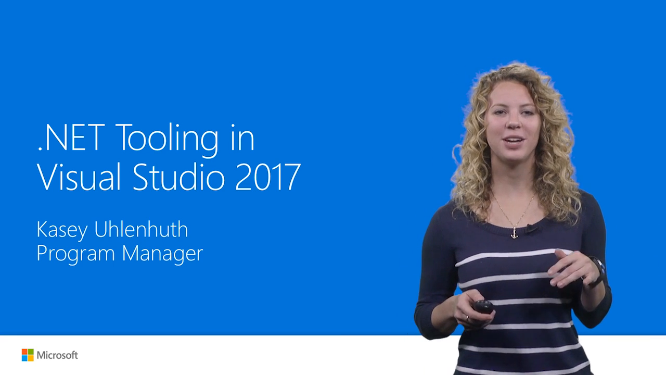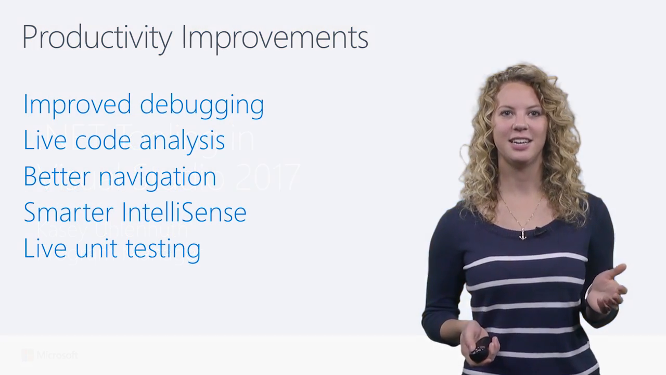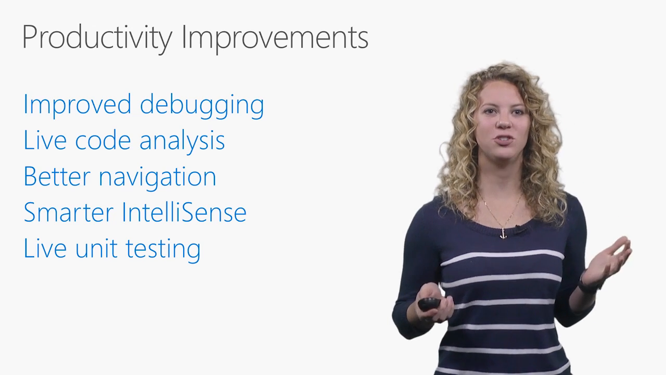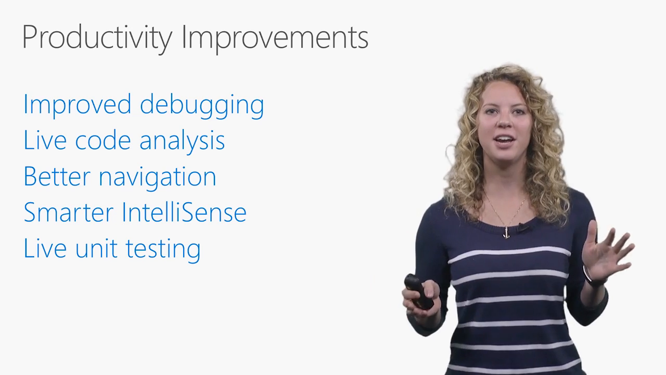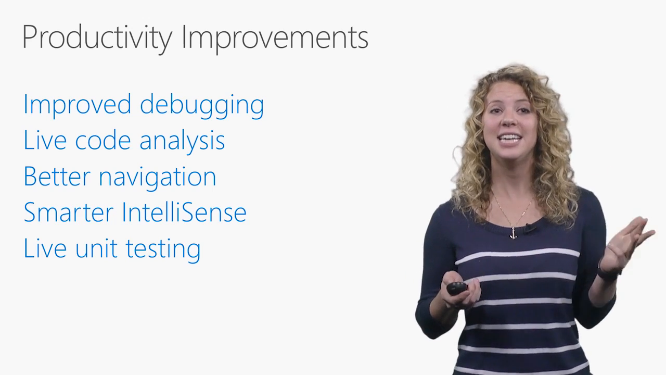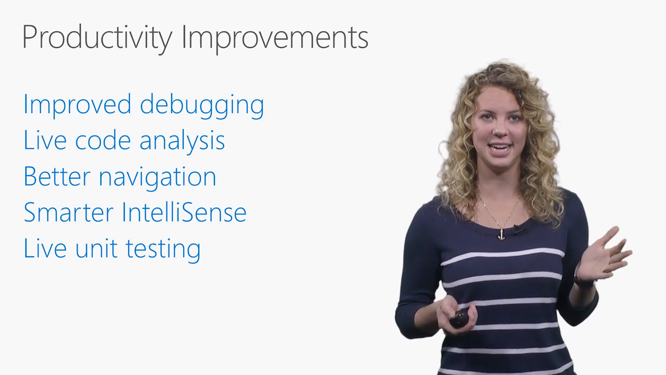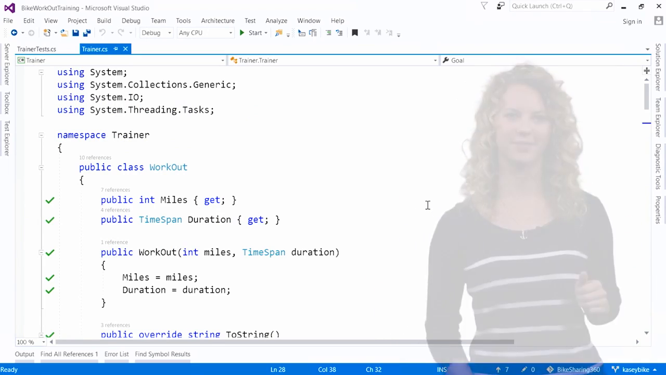In today's demo, we're going to talk about .NET tooling in Visual Studio 2017. Visual Studio 2017 introduces a ton of new, cool productivity features. These cover areas in debugging, live code analysis, better navigation, IntelliSense, and live unit testing. But that's enough slides. Let's jump into the code.